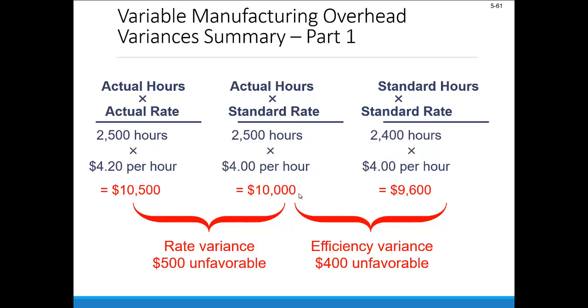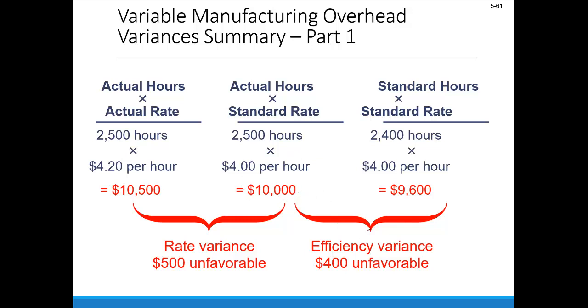So now we can get our variances here, comparing the as-if budget in the middle. The actual hours of 2,500 times that standard rate of $4 per hour for a total of $10,000. And now we can get our variances.